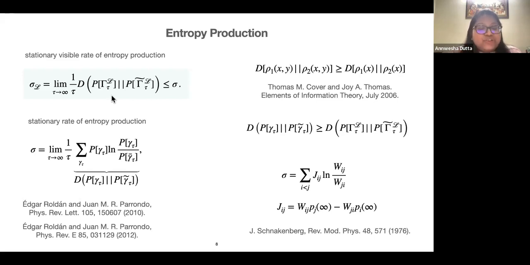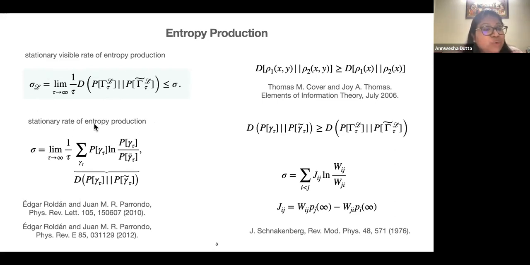signature of the irreversibility in the system, and therefore the Kullback-Leibler distance between the forward trajectory probability density and the backward trajectory probability density will hold this irreversibility signature, and that we take to be the stationary visible rate of entropy production.